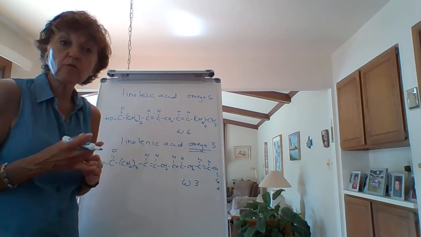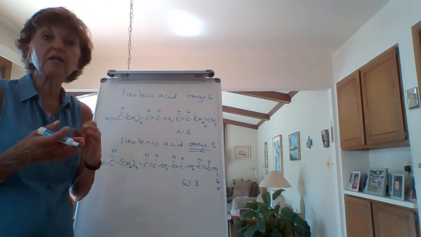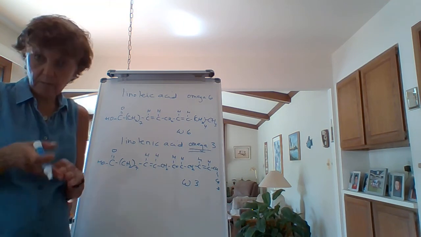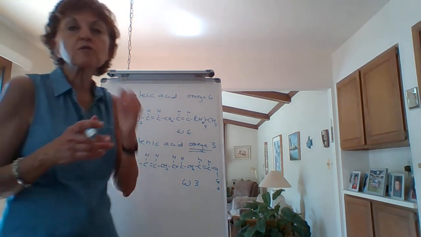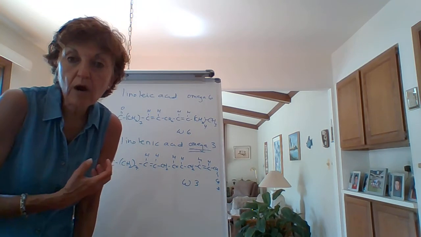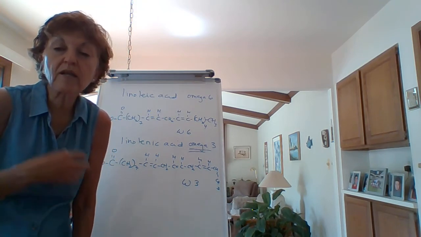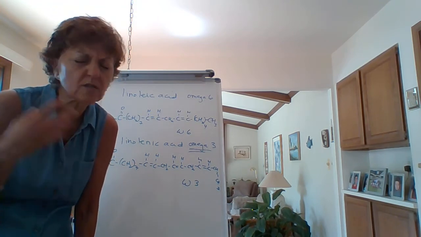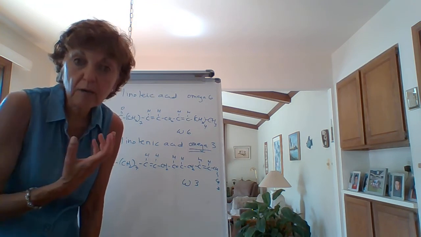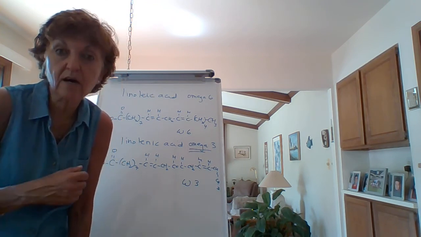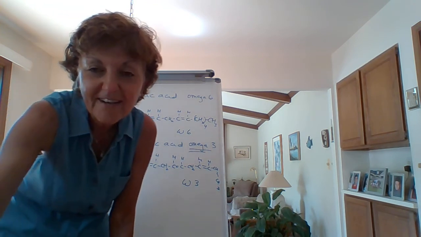Okay, so we're done with the structure of the saturated, monounsaturated, and polyunsaturated fatty acids. Next we'll start talking about physical properties and melting point, and we'll start hooking those fatty acids up to glycerol to make triglycerides. Okay? All right.